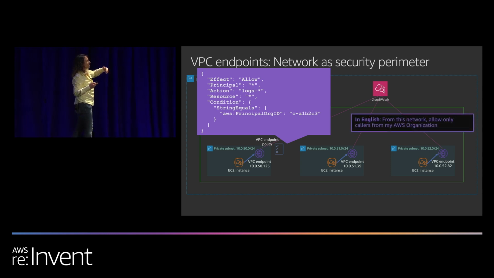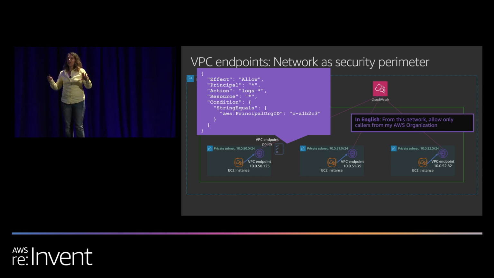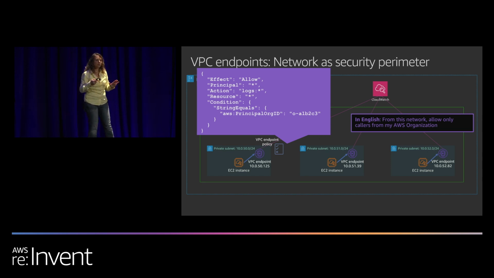It's a new condition that you haven't seen yet here, principal org ID. What this policy asserts is, okay, anybody using CloudWatch Logs from within this network, the caller better be from my organization. Actually, we just launched that last week. You could even require that they be from a specific organizational unit. I'm not doing it here, but I could have written a very specific policy.